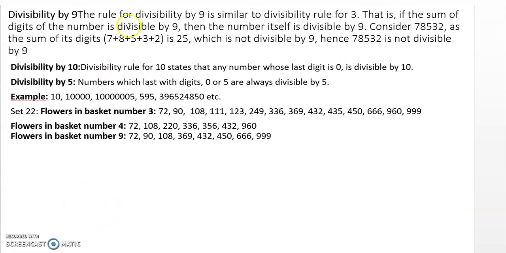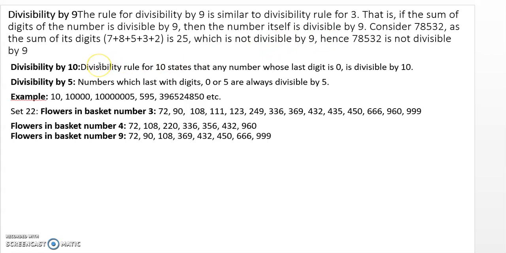Now next is the divisibility rule by 9. It is similar to the divisibility rule for 3: if the sum of the digits of the number is divisible by 9, then the number itself is divisible by 9. Consider 78532. Add it, what do you get? 25, which is not divisible by 9. Hence 78532 is not divisible by 9.